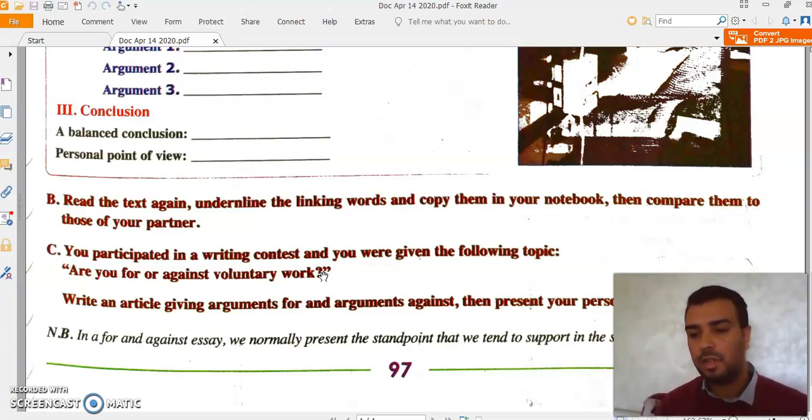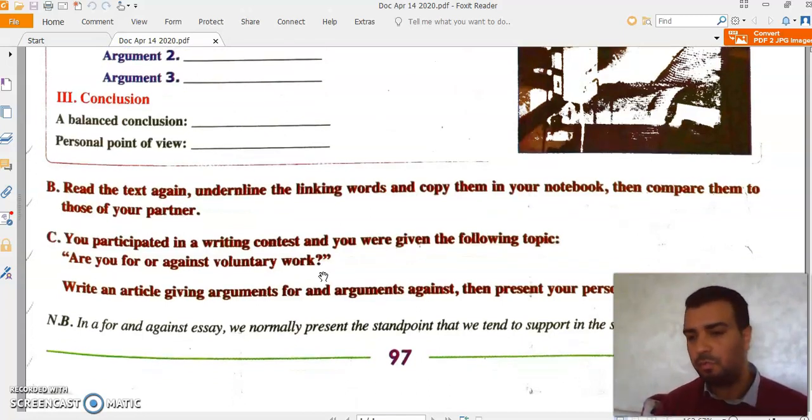So I'd like you to tell me whether you are for or against. Make sure you list convincing arguments, examples from real life.